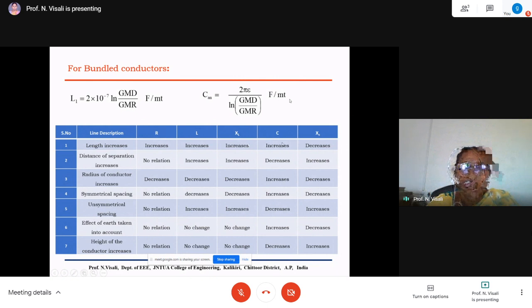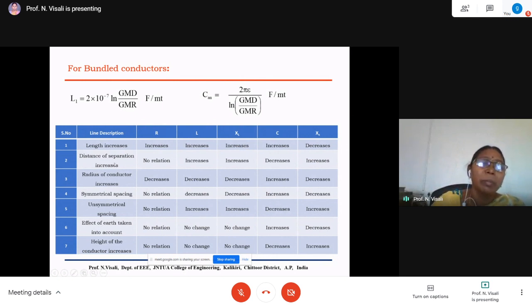Then as the inductance increases, the reactance value increases. As capacitance increases, capacitive reactance decreases because it is 1 over ωC. But XL is nothing but ωL, so this increases. So like this, as the length increases, resistance increases, inductance increases, capacitance increases. That is the summarized meaning of all the parameters in a transmission line.